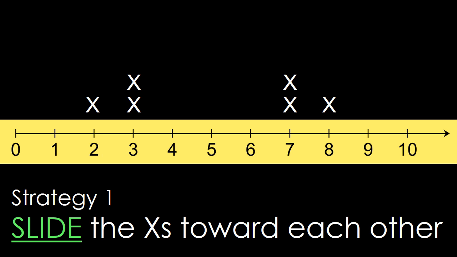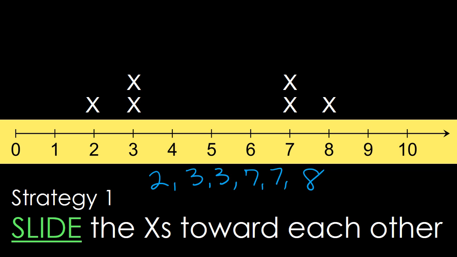So here we go. We have a set of data here, and we have it on a line plot. And on this line plot, you can see that every x represents a counter for whatever the number is underneath. So if we were going to write out our data, we would have 1, 2, we'd have 2 3s, nothing on 4, nothing on 5, nothing on 6. We'd have 2 7s and an 8.